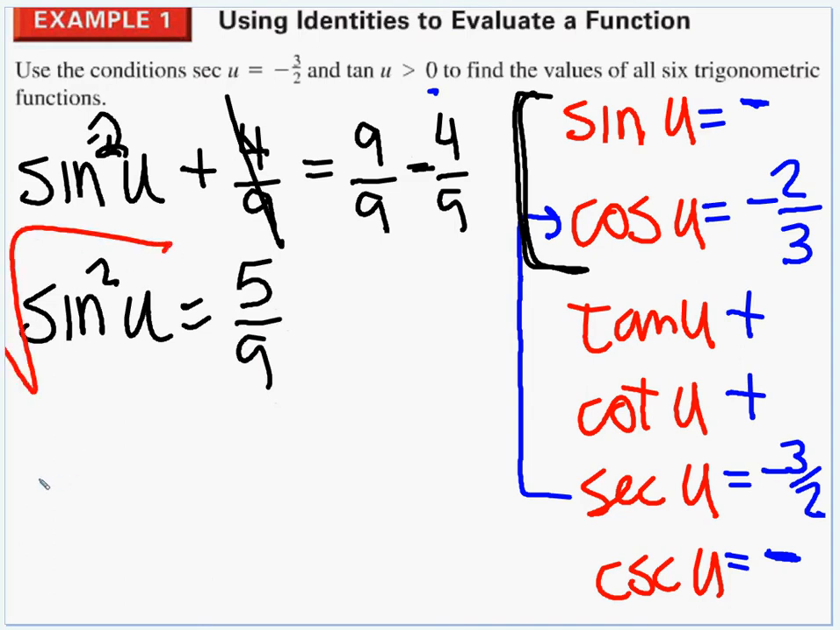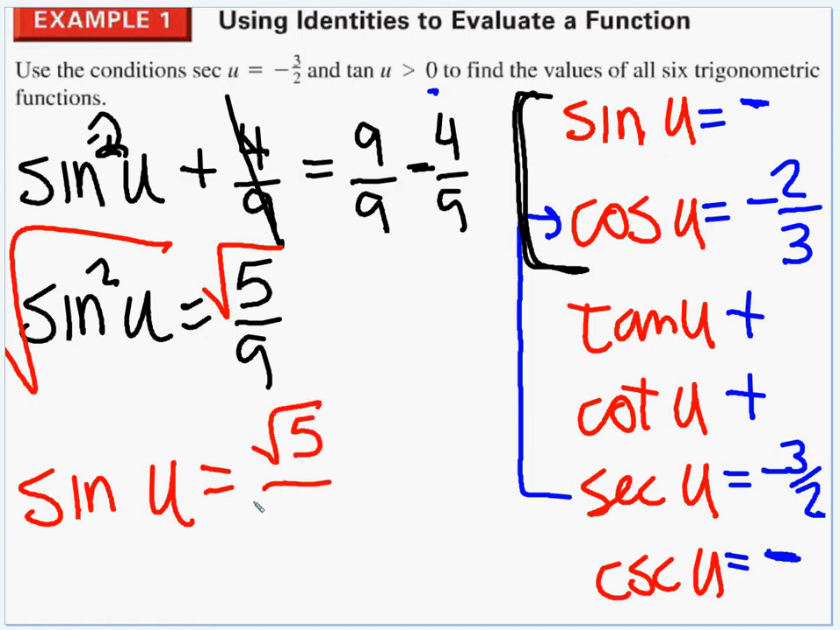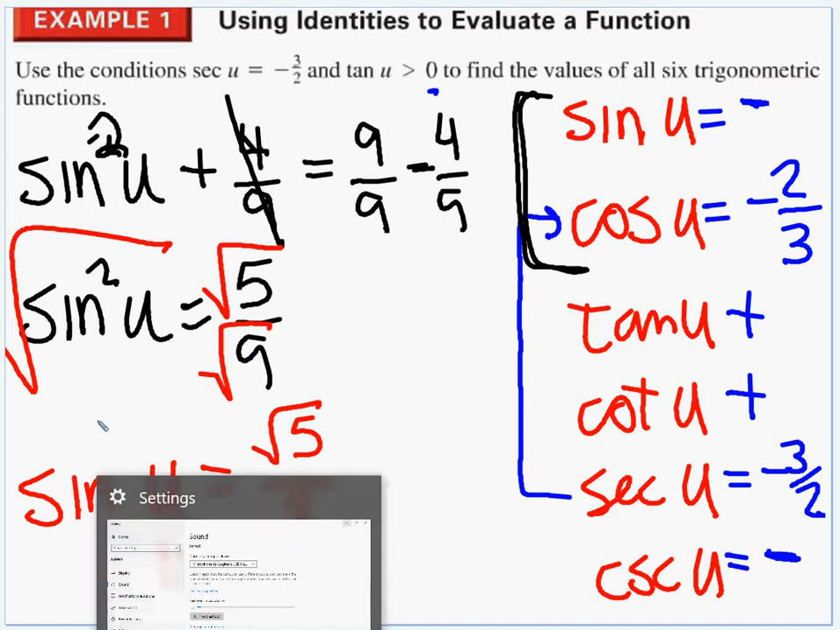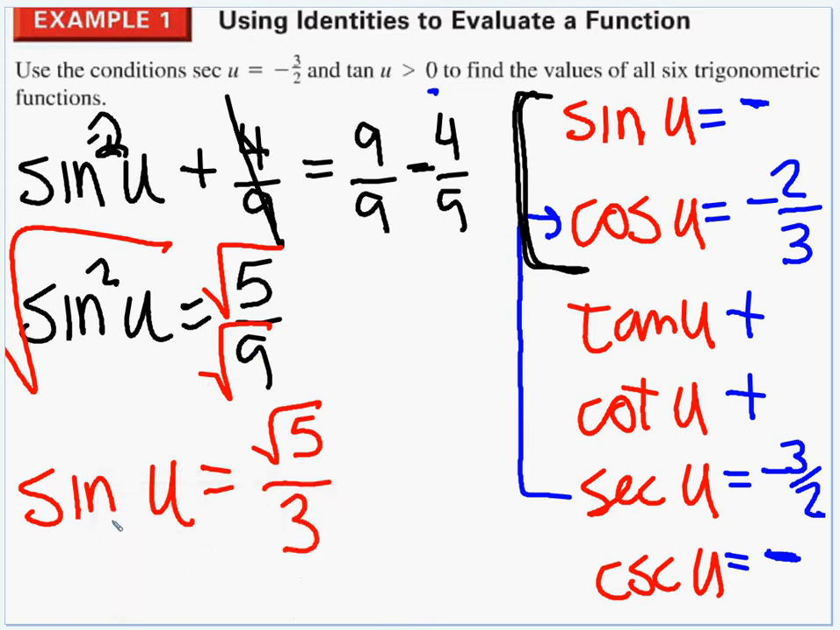If I take the square root of that, I'm going to get the sine of u equals. Now I like to root these separately because it's a fraction. The numerator is a 5, so that's just going to stay as a root of 5. But when we root the denominator, the square root of 9 is 3. Sine of u is root 5/3. I'm going to come up here. Root 5/3. And we've already figured out that it's negative, so we're not going to forget about that.